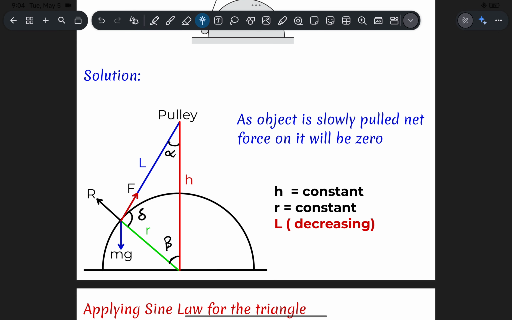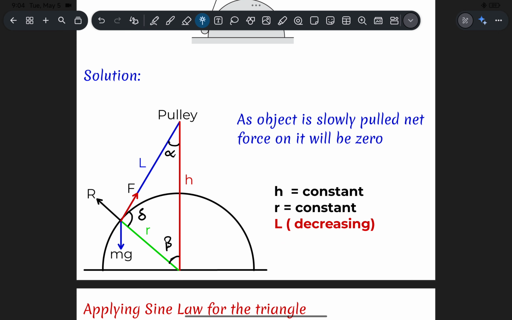Okay, and if you observe, when this is going from here to here, this r is not changing. So r is a constant, and h is this red line length from the bottom of the center of the hemisphere till the pulley. h is also constant. So h is constant, r is constant, but this L value decreases as the particle goes up, because this is the distance between the particle and the pulley. So this is continuously decreasing.